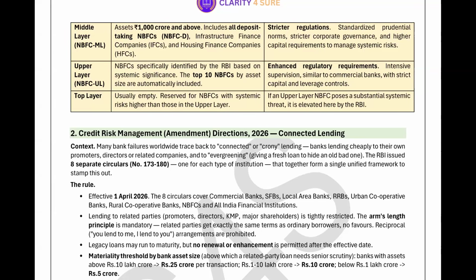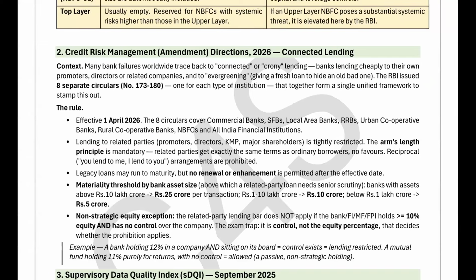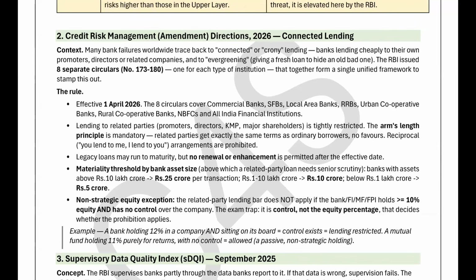Right. Now, let's discuss the second, that is Credit Risk Management Amendment Directions 2026. That is connected lending. What does it mean? Please, anyone, can you tell me what is the meaning of connected lending? Connected lending क्या है?